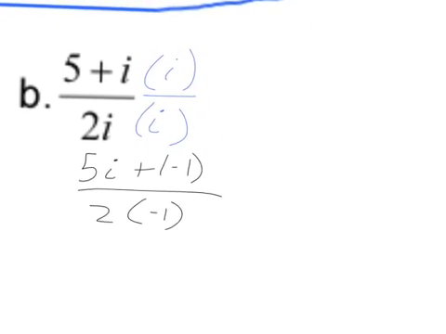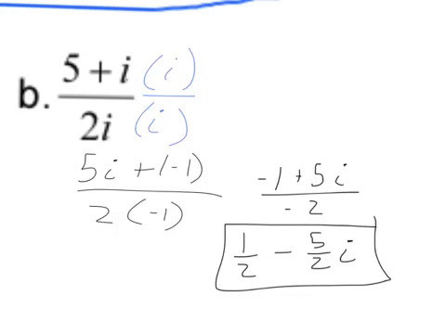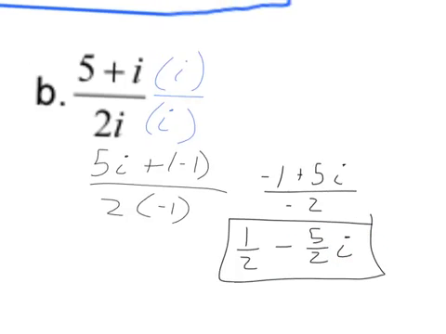Let's simplify this a little bit. This is like saying -1 plus 5i over -2. And we can break it down to be -1 over -2 makes positive 1/2. Oh, and then we would have -5/2 i. Again, there's my a, there's my b, there's my i, and it's in the proper complex form.